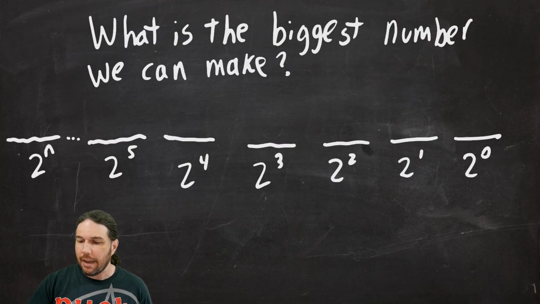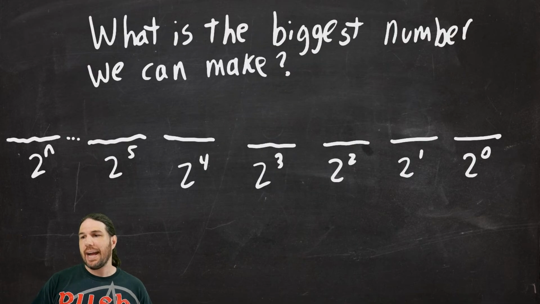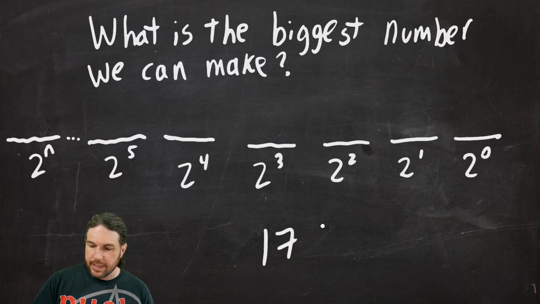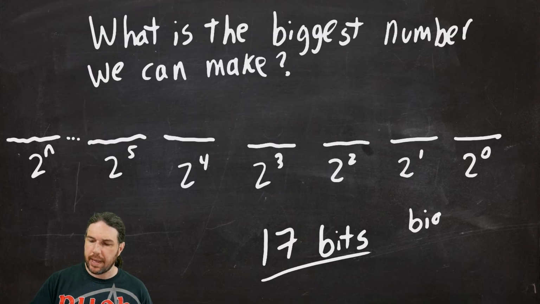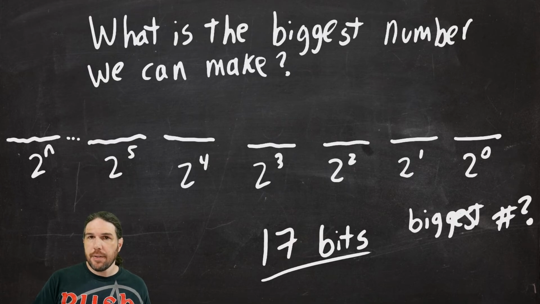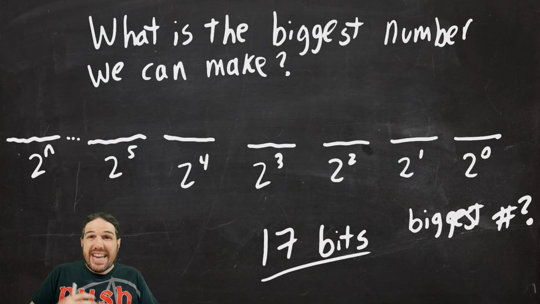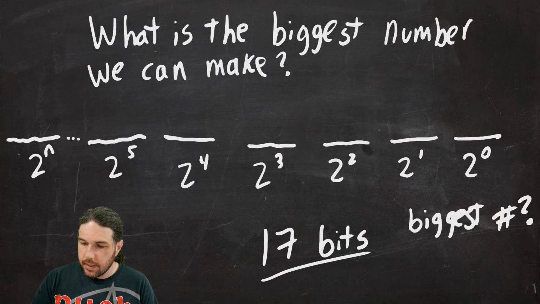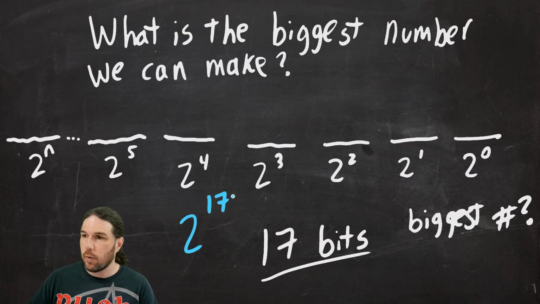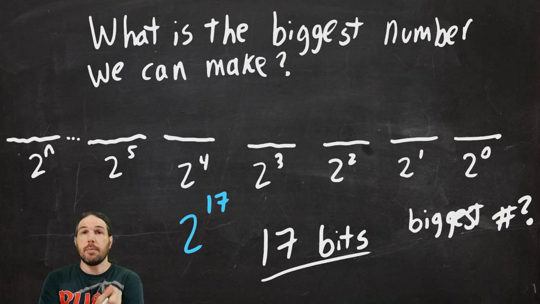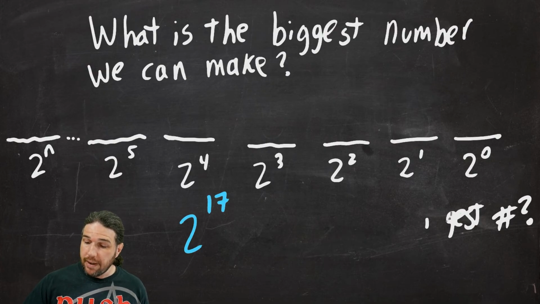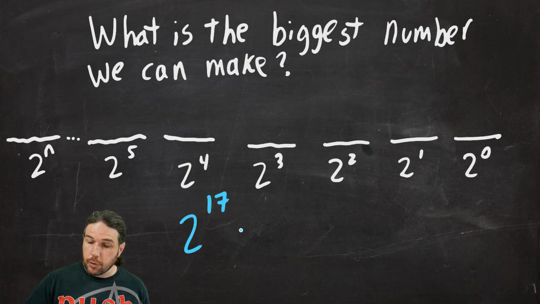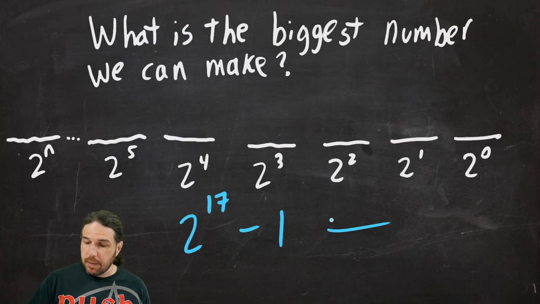So let's say I've got a number that has, I don't know, 17 bits, and I want to know what's the biggest number I can make. Well, following the pattern that we talked about earlier, if we only have 17 bits to work with, the next biggest place value that we're going to need is 2 to the 17th power. Now, I don't know what 2 to the 17th is, but I know that whatever it is, if I subtract 1 from it, that'll be my biggest number.